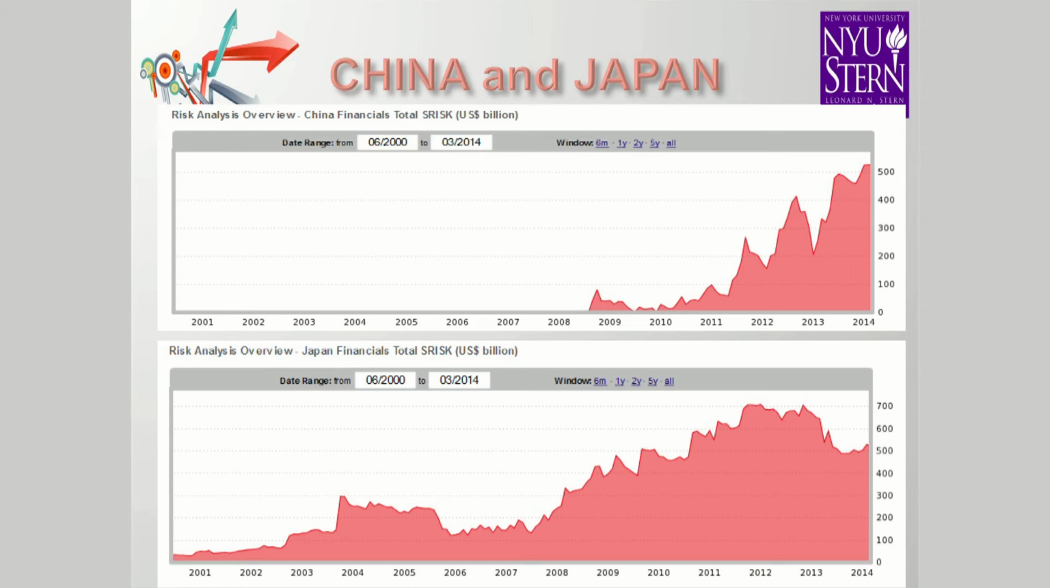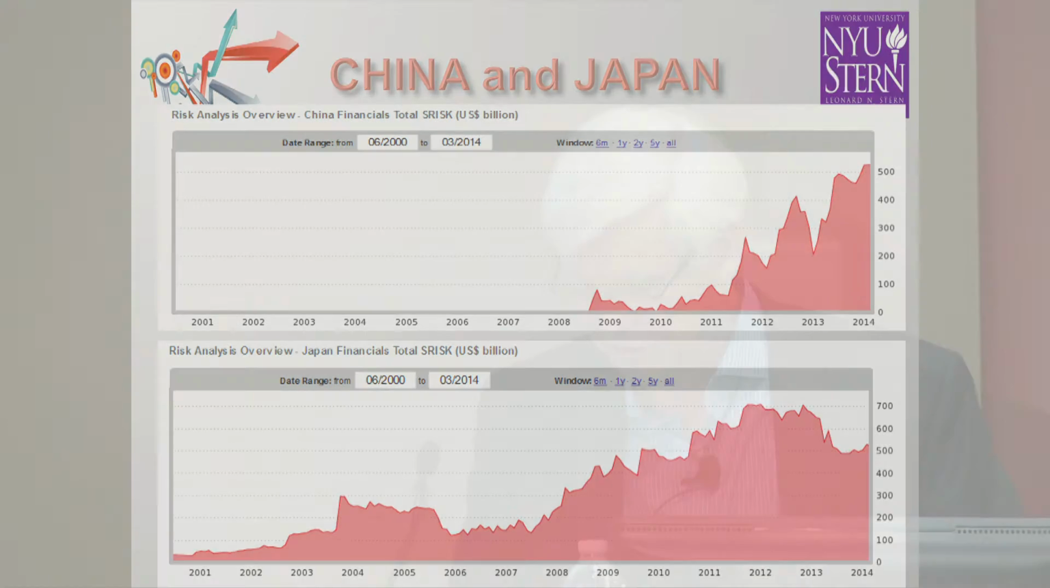China, on the other hand, it's pretty steep up. They didn't really have any systemic risk at all before 2009, and now it's shooting up. And China is very concerned about this. They're working very hard on it.